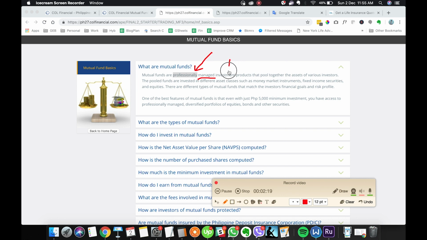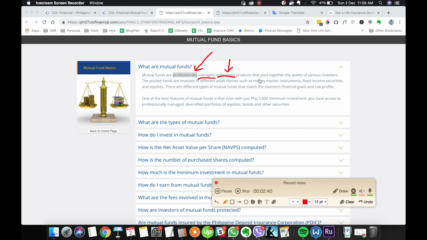And it's called an investment product. When you say investment, there is always a risk involved. There is no such thing as a risk-free investment. So you have to be open-minded to see that there is such a thing as losses in investments, but it should be calculated losses, an educated loss, or educated risk.